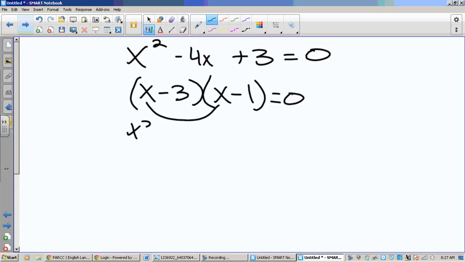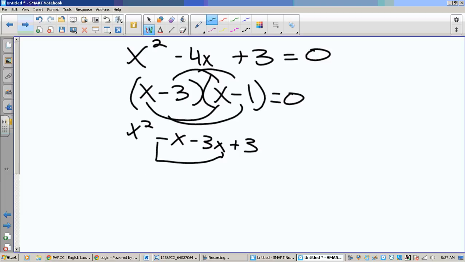X times x is x squared. X times -1 is -1x. -3 times x is -3x. And -3 times -1 is +3. We combine our like terms: x squared minus 4x plus 3. Give me 1 second. And then we solve this.